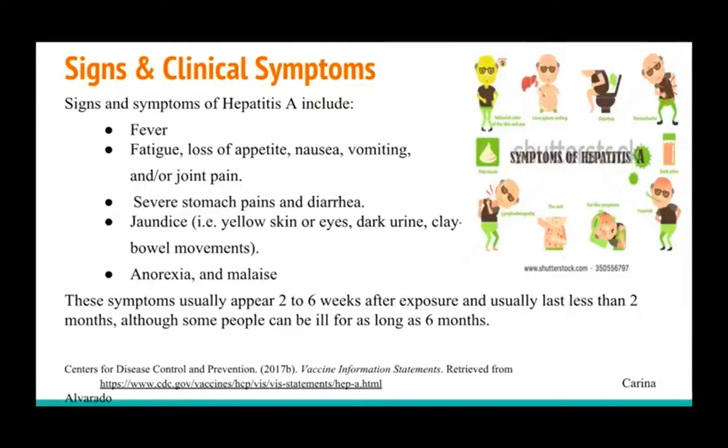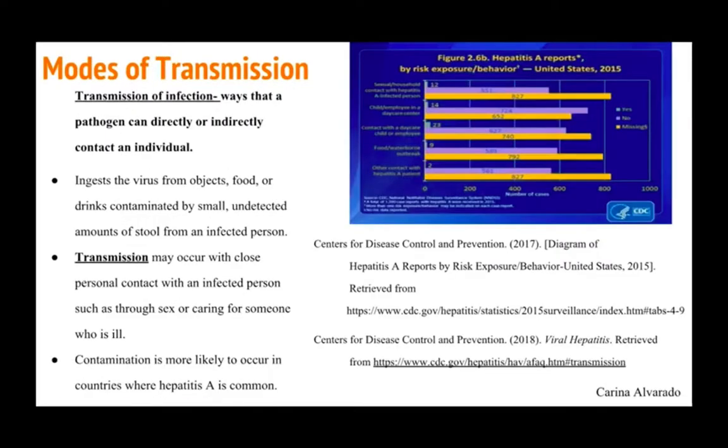In some cases, an individual may be sick for up to 6 months. This may lead to individuals being too sick to work and too sick to earn an income. Modes of transmission.